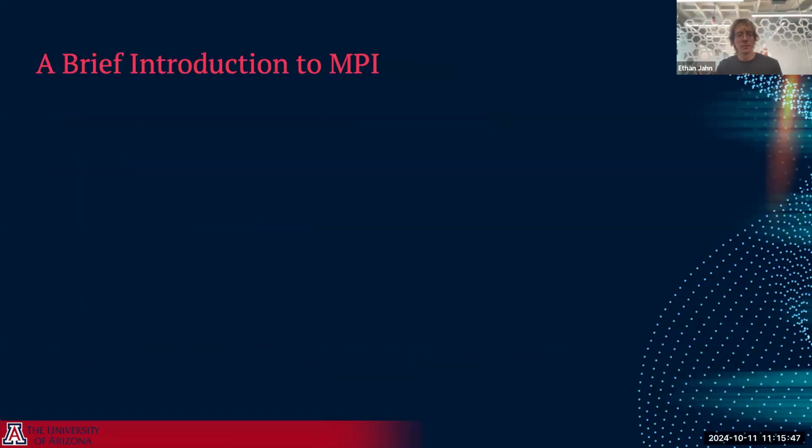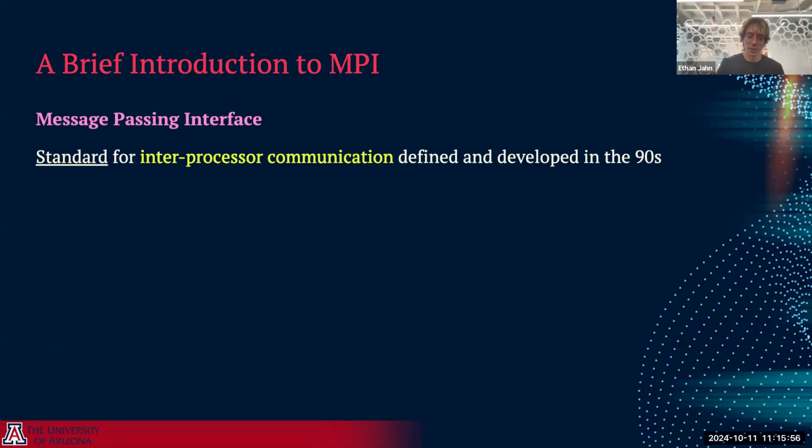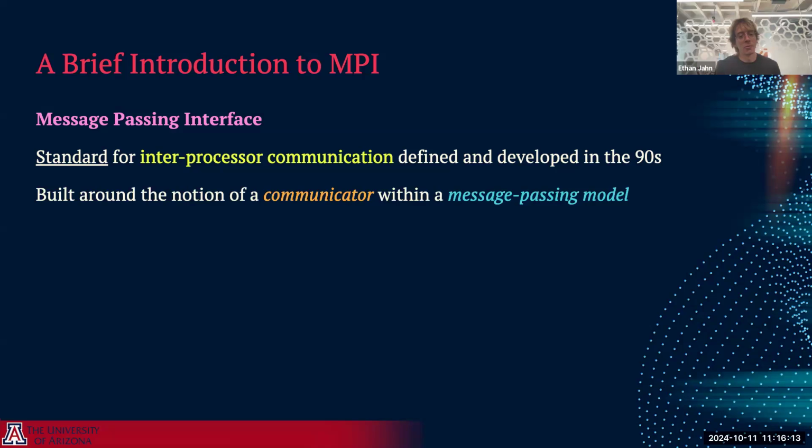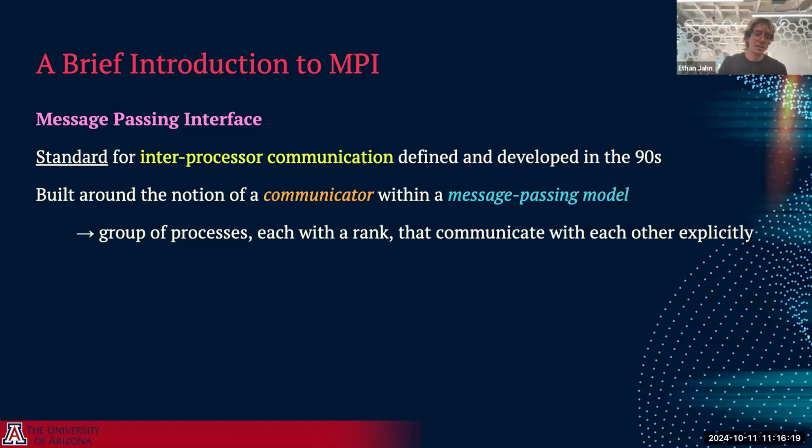So let's talk briefly about MPI, just because this is a very commonly used set of standards. MPI stands for Message Passing Interface. It is a standard for interprocessor communication defined and developed in the 90s and has become basically the default implementation for any type of multi-node distributed memory parallelism. And it's built around the notion of a communicator within a message passing model. So a group of processes, each with a rank, that communicate with each other explicitly. I can have process A send a message to process B, and that process then receives it and does something with that data.